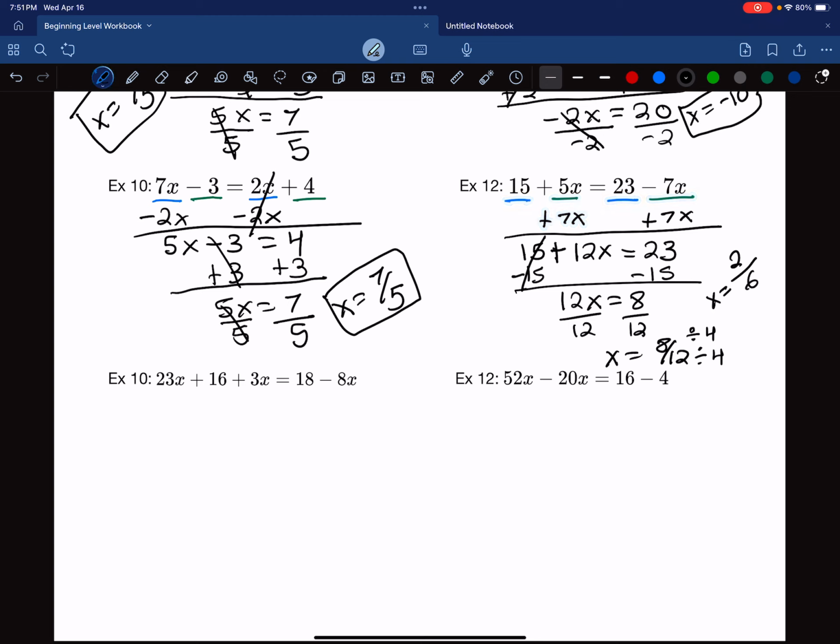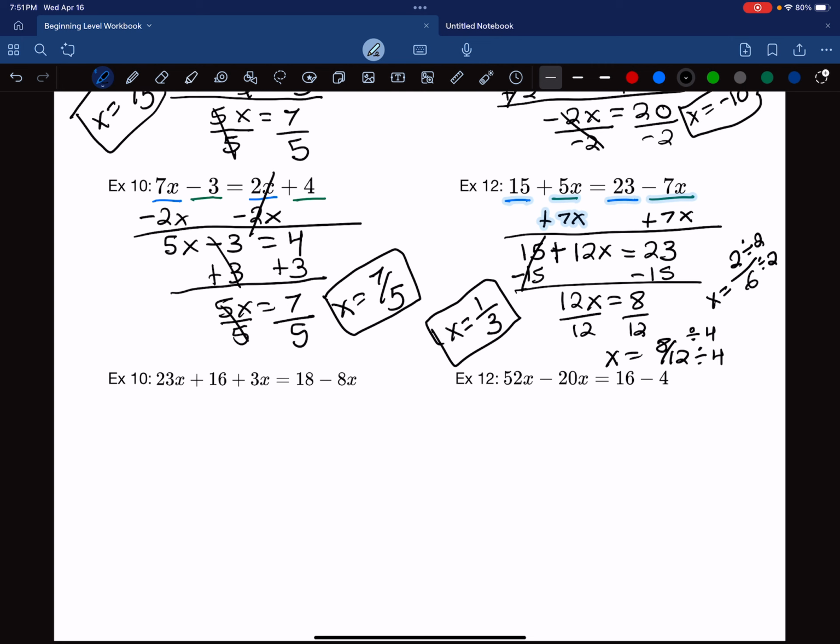Actually, we can divide these one more time. So if we divide by 2, then we get x. Here, let me write the final answer over here. So our final answer is 2 divided by 2 is 1, and then 6 divided by 2 is 3. So our final answer is x equals 1/3.